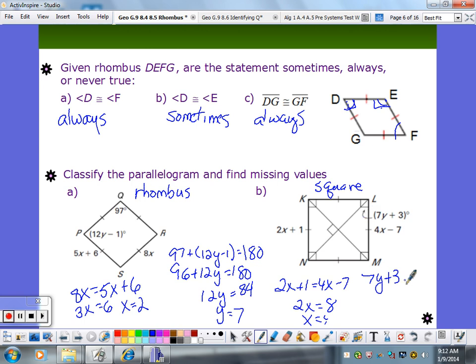Jake, what do you think? 7y plus 3 equals 45. How do I know it's half? Because a square is a rhombus, right? And what do I know about the angles of a rhombus?